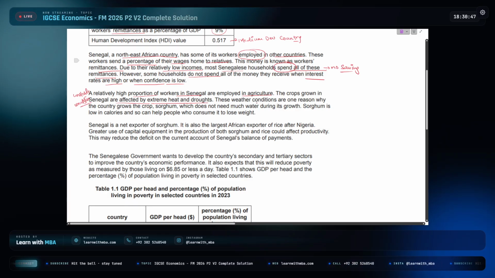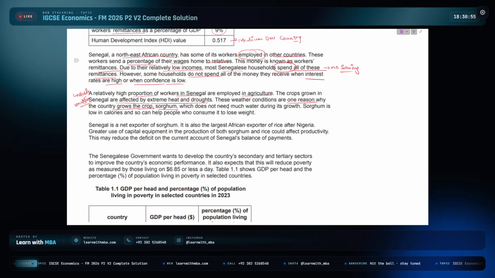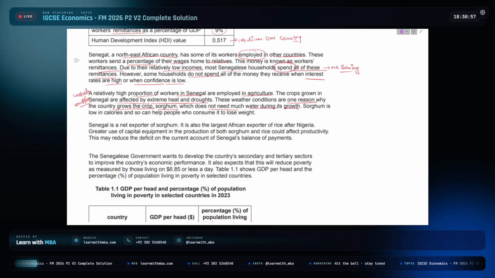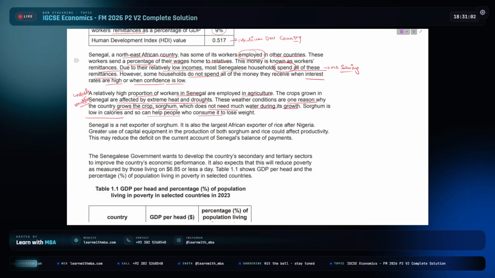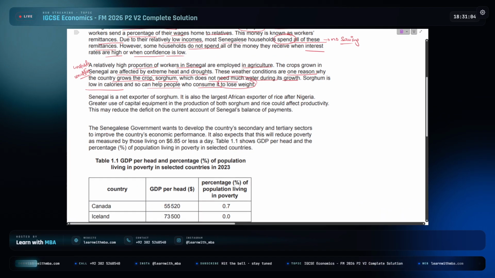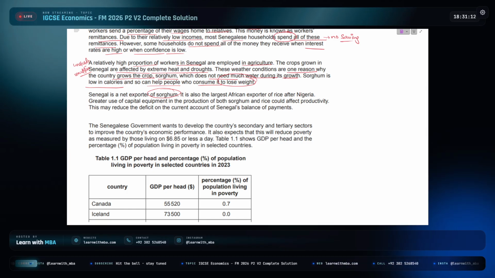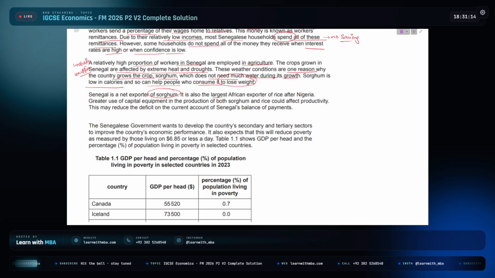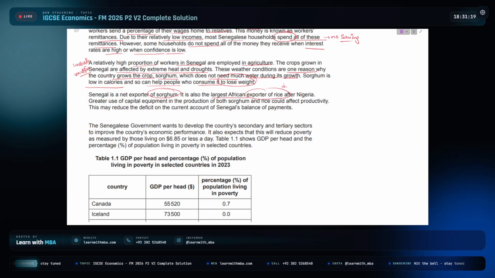right? And these weather conditions are one of the reasons why the country grows the crop sorghum, which does not need much water during its growth. Sorghum is low in calories, so it can help people who consume it lose weight, right? And then it says that Senegal is a net exporter of sorghum, which means that it exports more of this good than it imports. It is also the largest African exporter of rice after Nigeria, right? So it's the second largest exporter of rice.